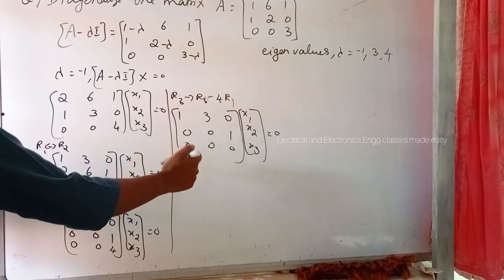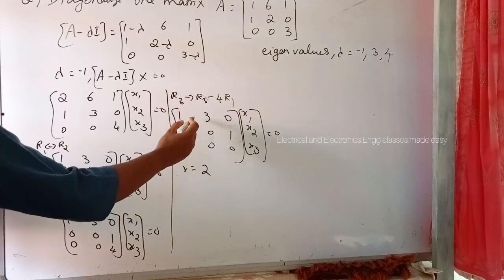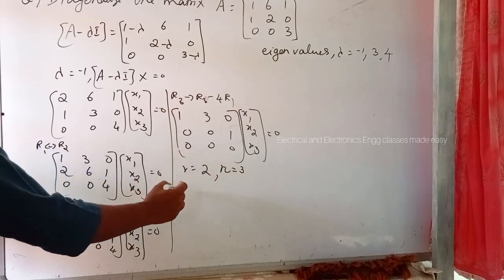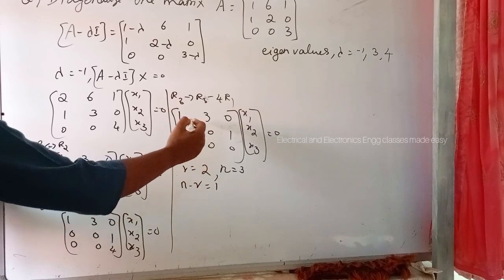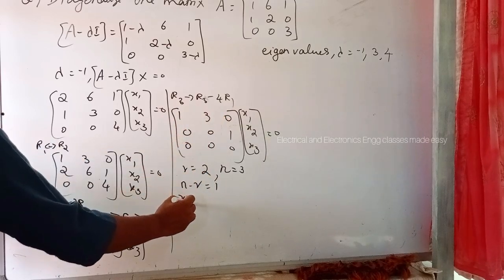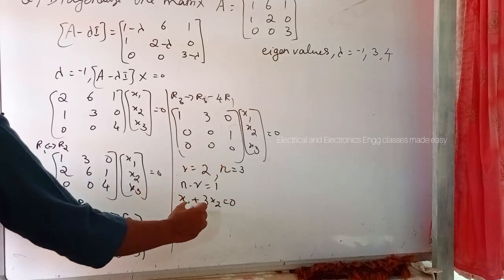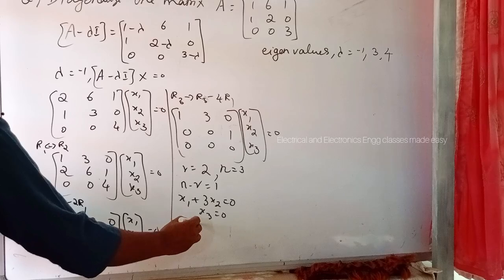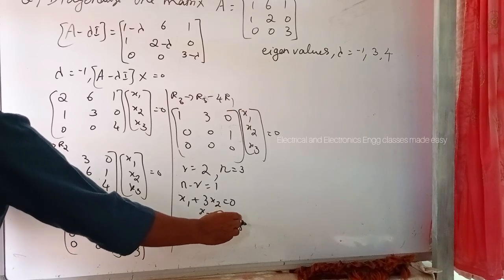Now, what is the rank of this matrix? So rank is equal to 2, that is the number of non-zero rows. But the number of unknowns is 3. So we have to assume a value for n minus r variables, that is 1 variable. From this equation, we can write x1 plus 3x2 equal to 0 and x3 equal to 0. So let us assume x2 equal to k. Then x1 will be equal to minus 3k.